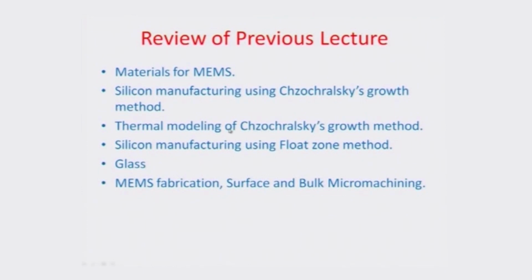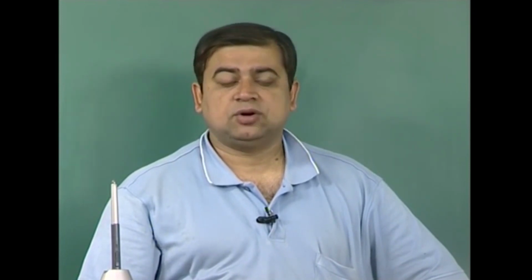Then we referred to a different model of silicon manufacturing using the float zone method. Finally, we talked about glass, which is another very important material for MEMS, and then we started with some MEMS fabrication strategies, particularly surface and bulk micromachining. Surface micromachining is an additive process, where layers of thin films can be deposited on the surface, and bulk micromachining is a subtractive process, where you can remove material from the volume of the particular wafer for doing machining.